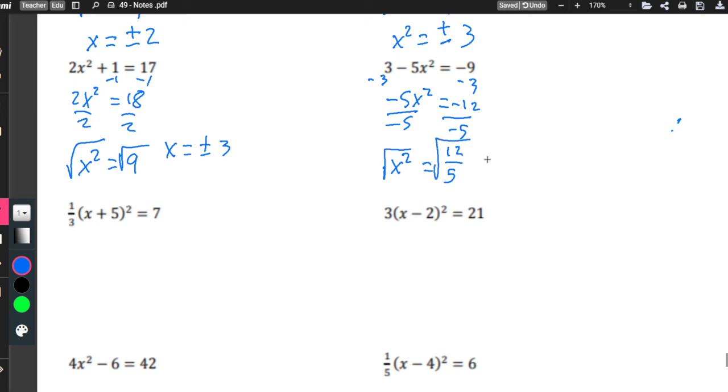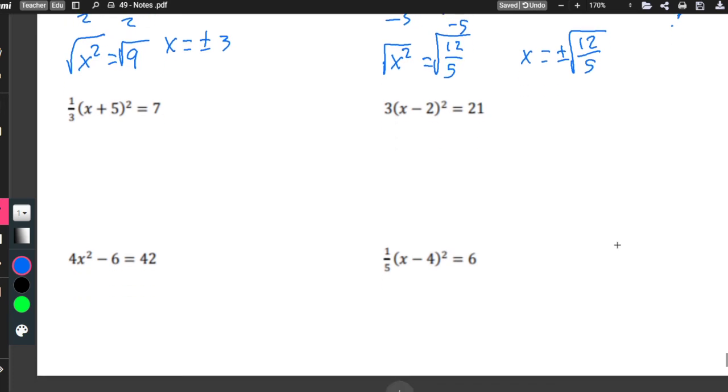We do not have to simplify these any further than what they are. You don't need the decimal form, you can just leave them in the form that they're in. So our answer would be x equals plus or minus the square root of 12 over 5. If it can simplify, simplify it. If it can't, just leave it as it is.